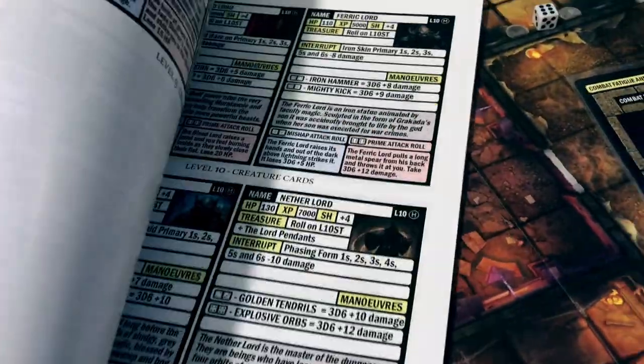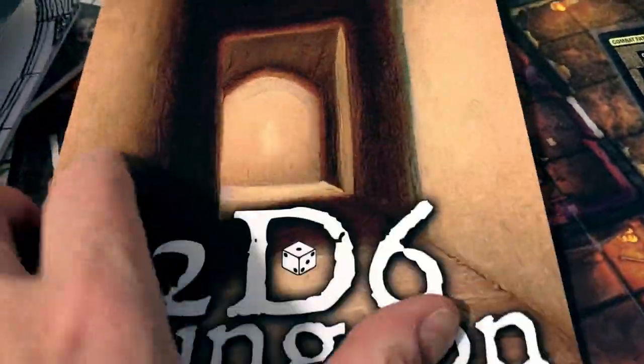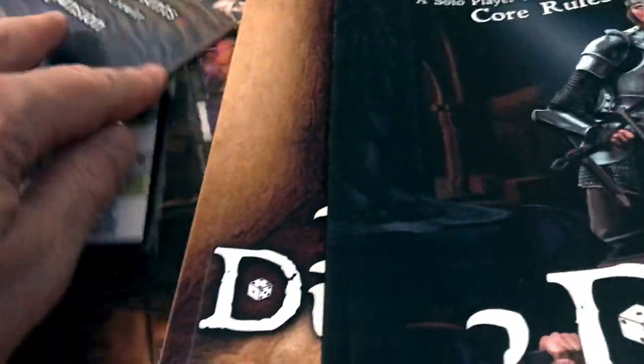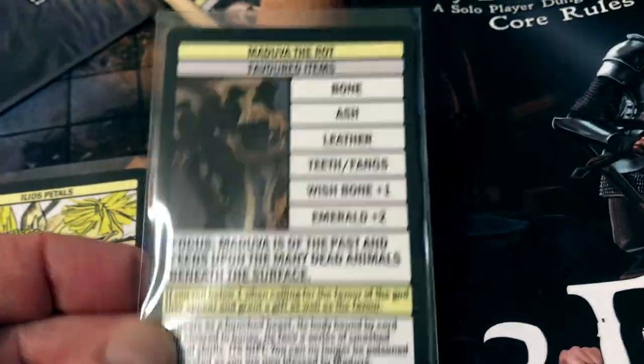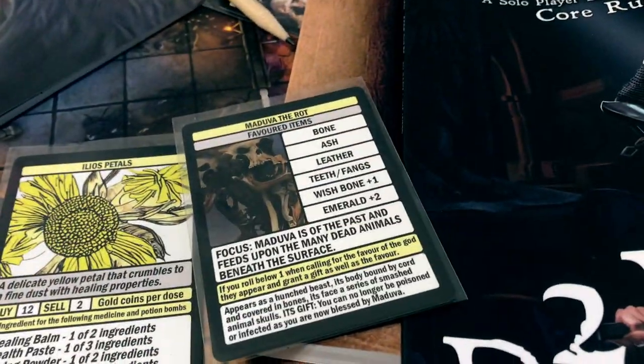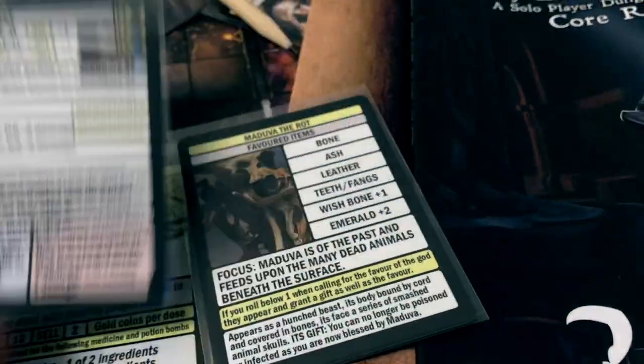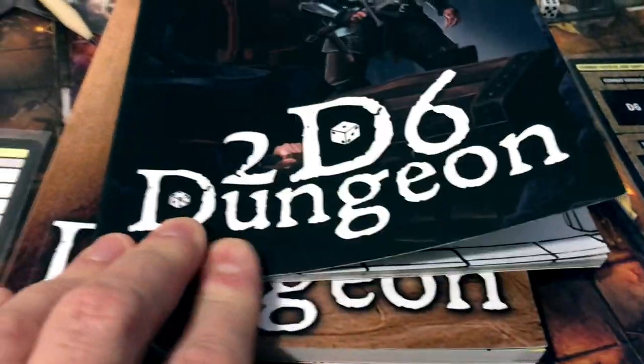You're not going to be looking at the tables and the enemy cards at the same time, so it wouldn't really matter if you were referring to the book itself as opposed to having a card out on your character sheet as I had done. So that is a look inside 2D6 Dungeon.